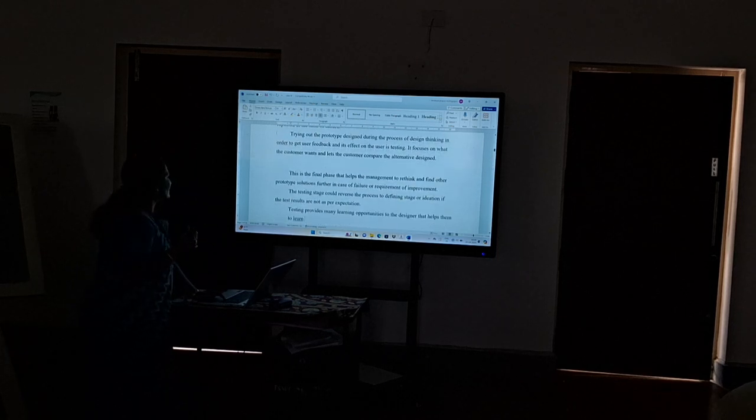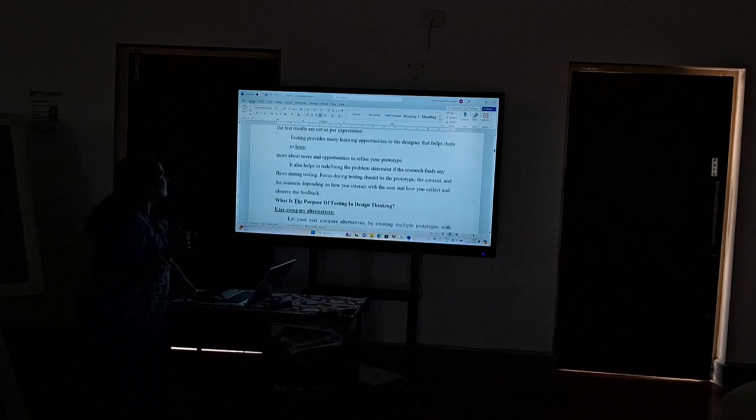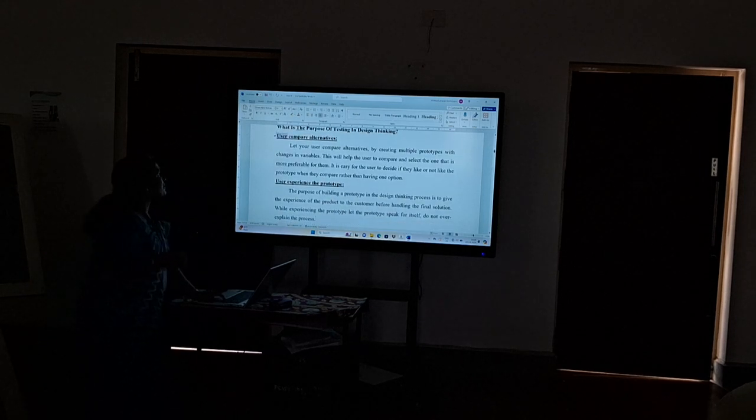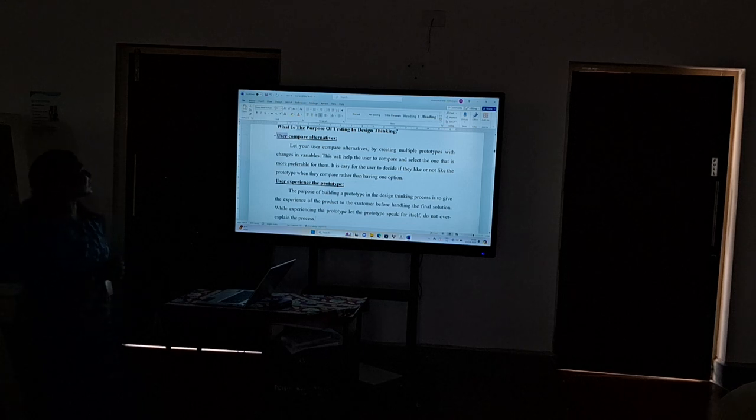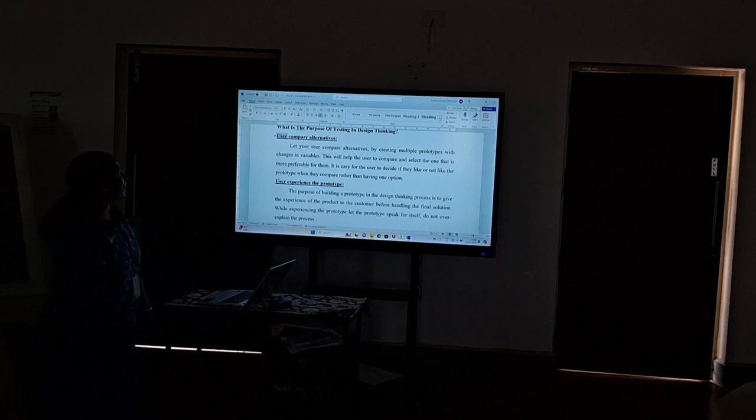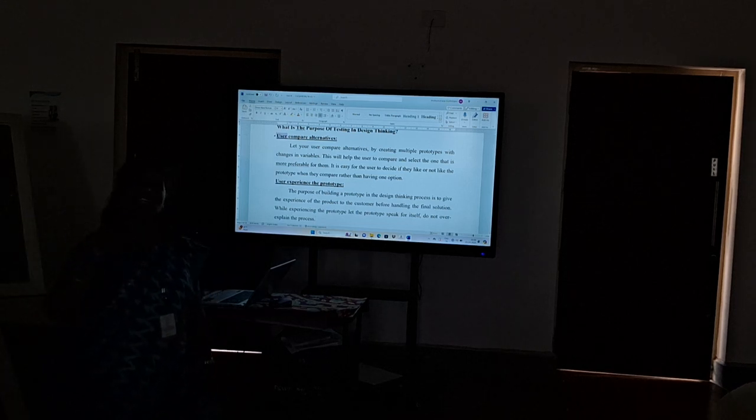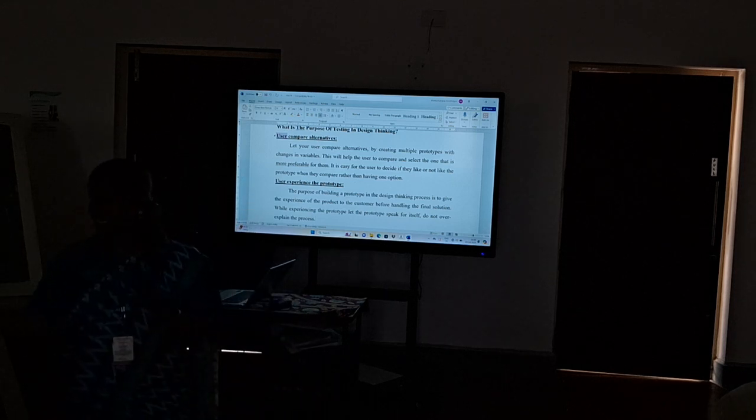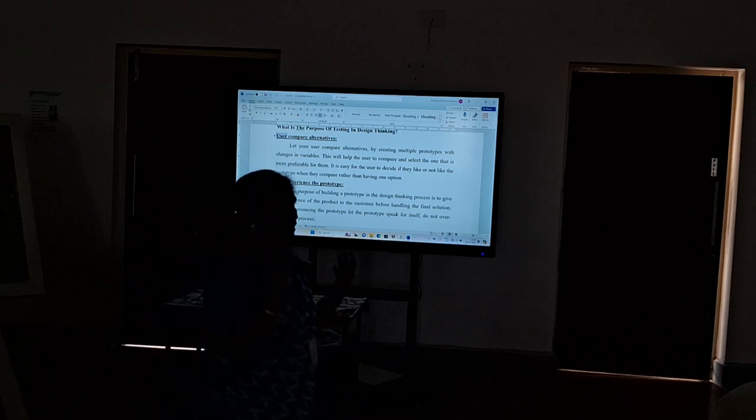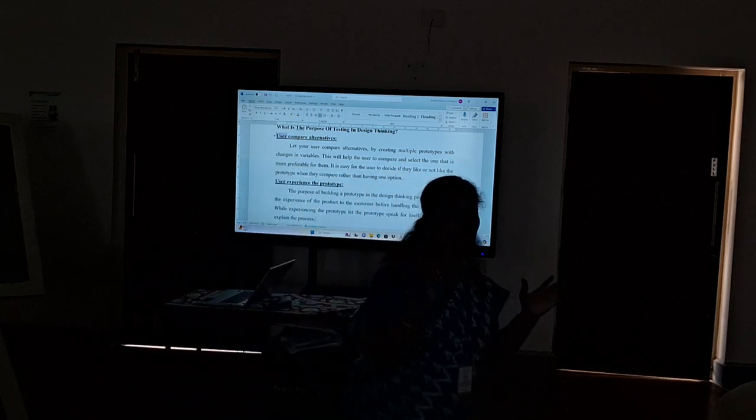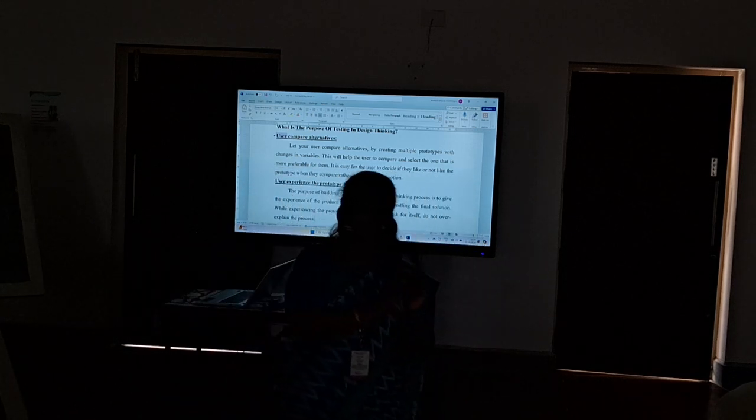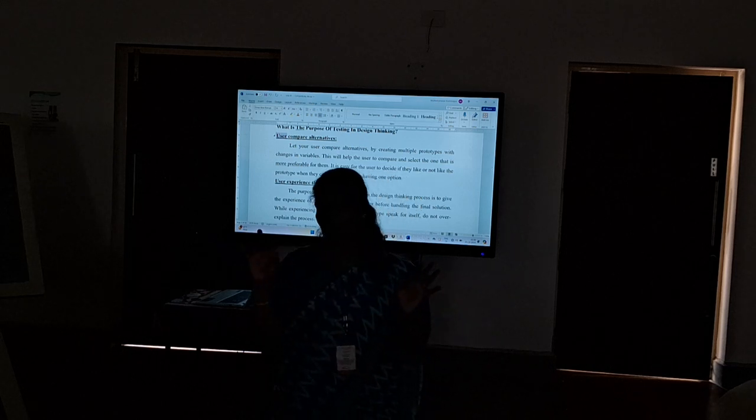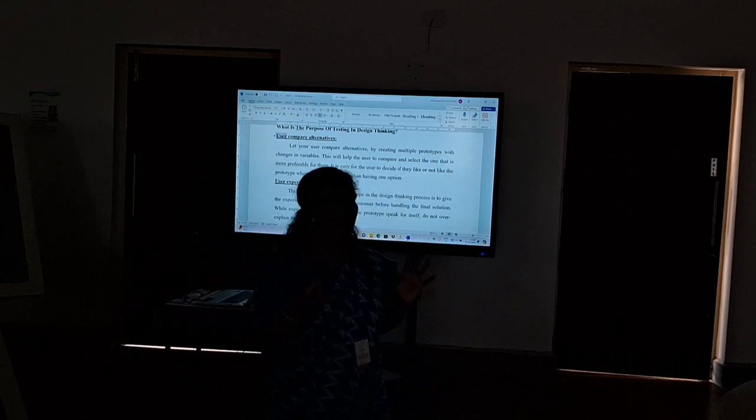So this theory part, now you just go through. What is the purpose of testing in design thinking? Number one, to compare alternatives. That's the reason we always ask, when you are explaining your idea or any prototype or product, whatever it may be, what are you going to do then? In what way is your idea going to differ from that?